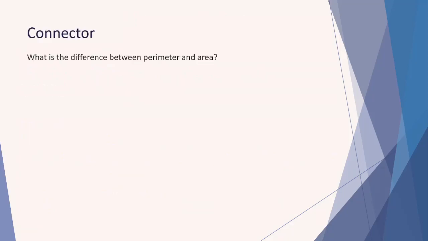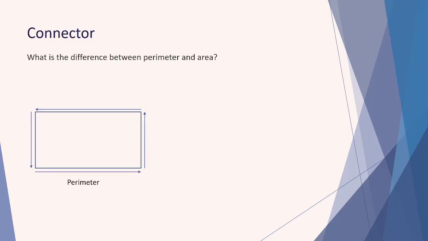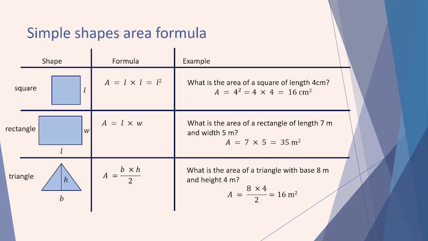Thinking back to what we know about perimeter and area, what is the difference between the two? So perimeter is the distance around the outside of the shape, whereas area is the space inside the shape. Here we have the rules for some basic shapes. So let's start off with a square.